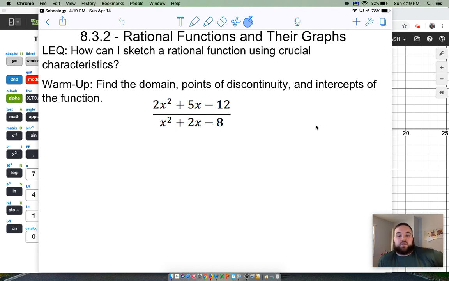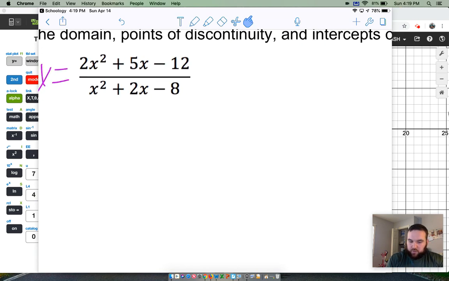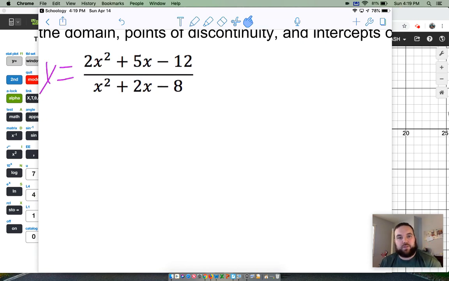And so the warm-up is going to be the characteristics that we found in section 8.3.1. And that is the domain, the point of discontinuity, and the intercepts. So this should actually be y equals. It's not. So in order to find all that information about this function, I first need to factor it.